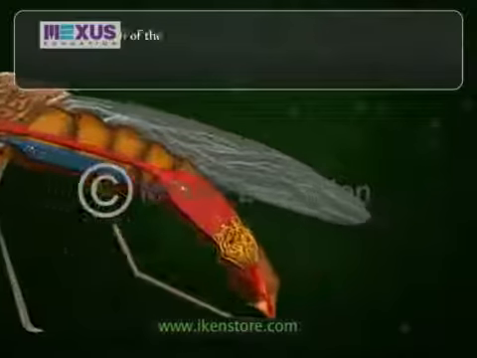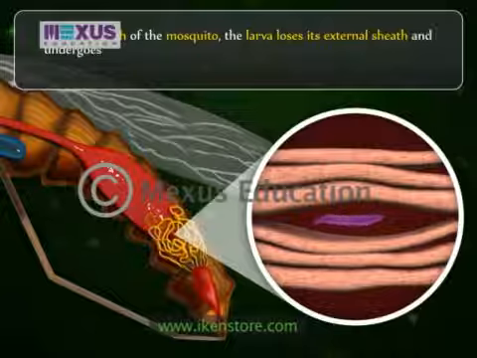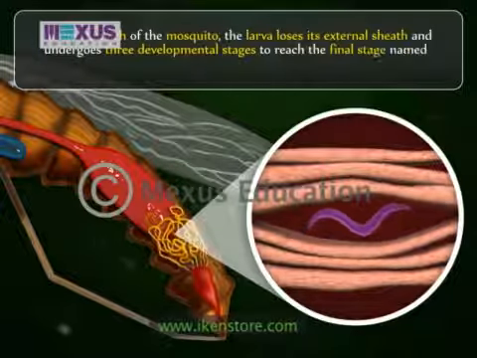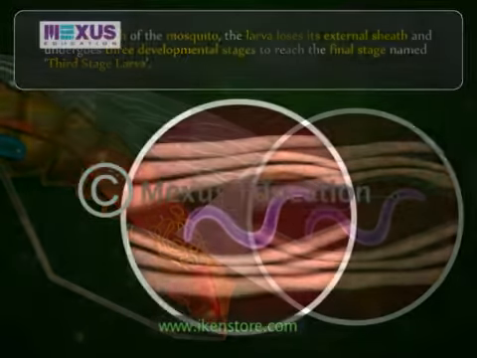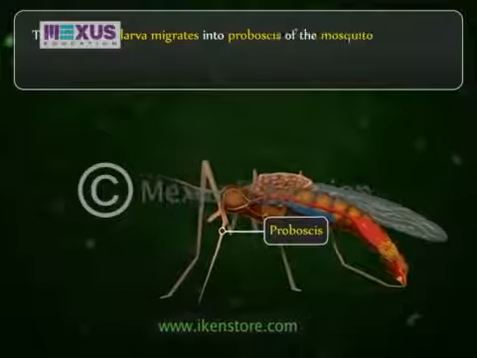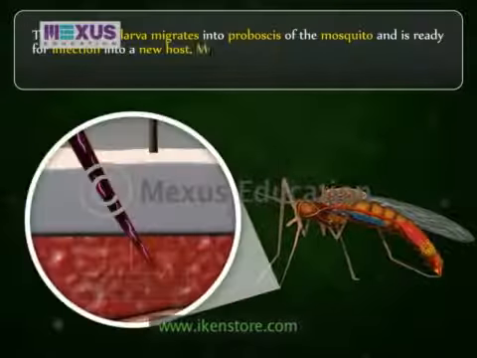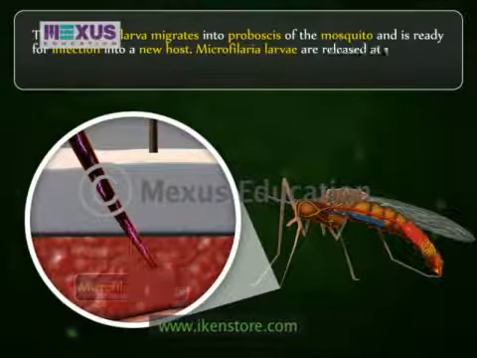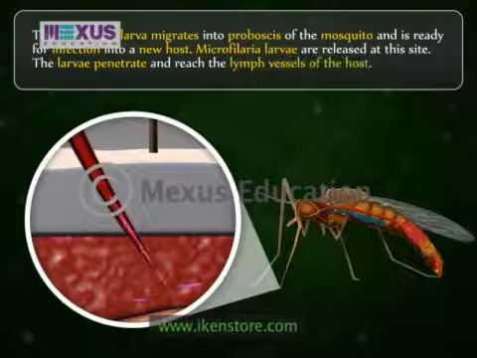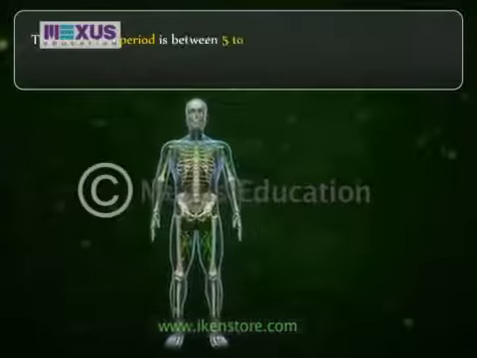In the stomach of the mosquito, the larva loses its external sheath and undergoes 3 developmental stages to reach the final stage named third stage larva. The third stage larva migrates into proboscis of the mosquito and is ready for infection into a new host. Microfilaria larvae are released at the site. The larvae penetrate and reach the lymph vessels of the host. The incubation period is between 5 to 18 months.